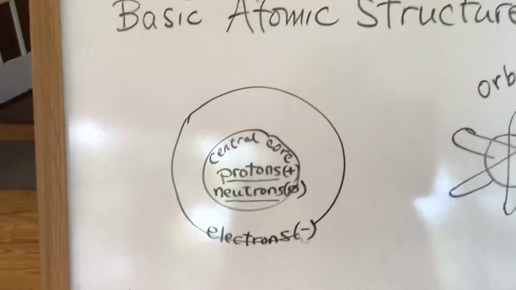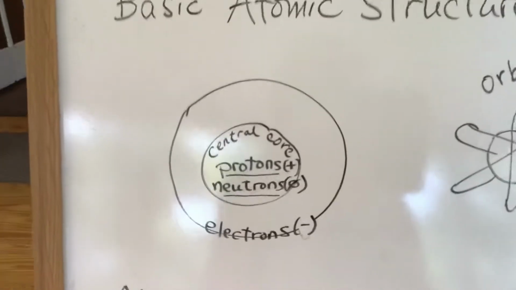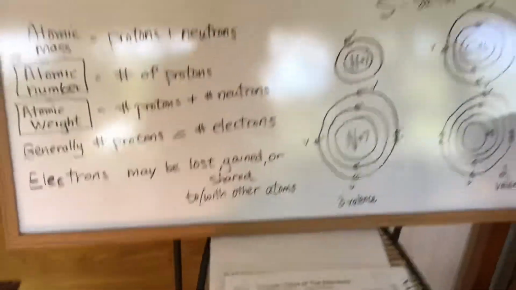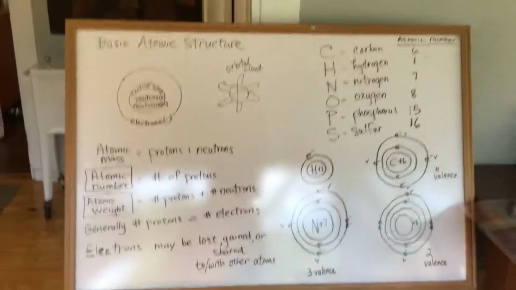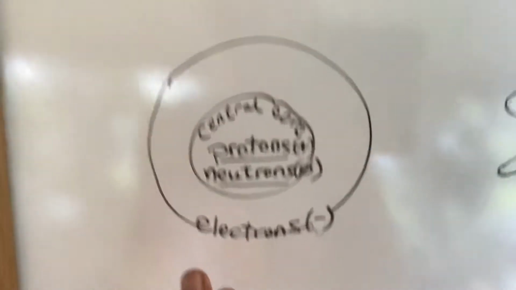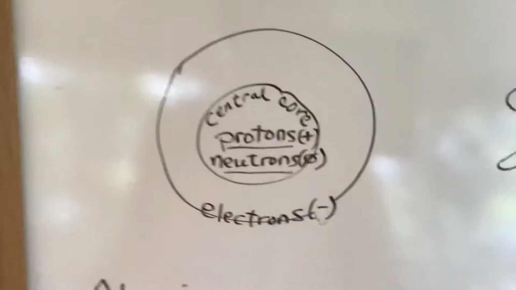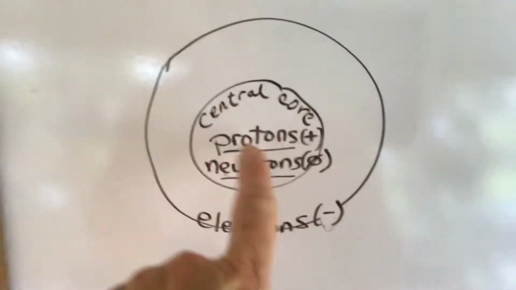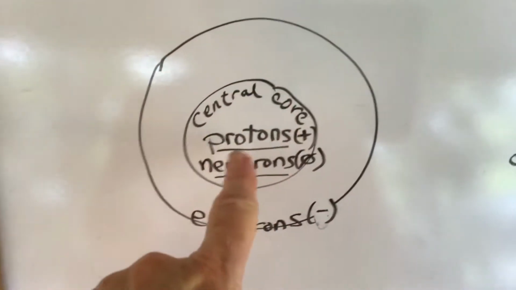Okay, so if we're looking at the basic atomic structure, this is a representation of an atom. Let me back up here. If you want to, you can write down everything I have on the paper and then listen. Okay, so we're going to talk about this basic atom here. An atom is made up of a central core. Usually in chemistry, this is called the nucleus.